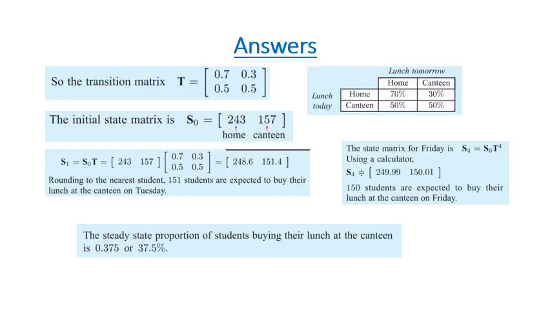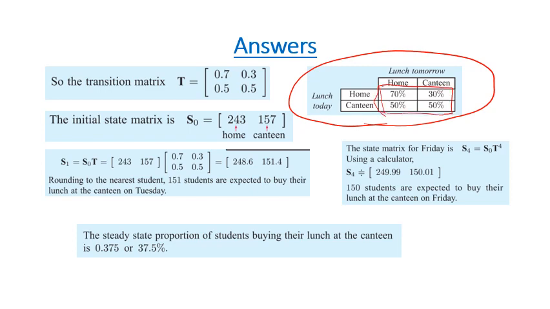Okay, so you should have been able to figure out that this would have been our table that we've used. So we're talking about 30% brought it from home, 70% brought from home, 30% didn't. They had to go to the canteen. And then lunch tomorrow, you should have worked out these different values here based on the information in the question. That would have given you a transition matrix of 0.7, 0.3, 0.5, and 0.5.